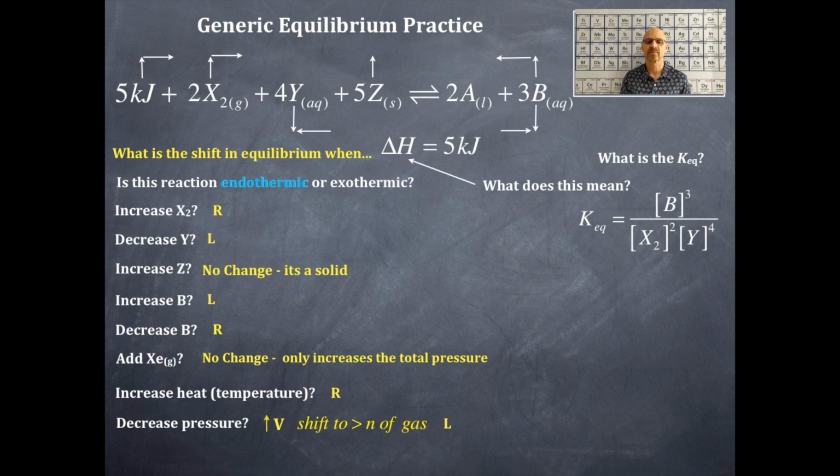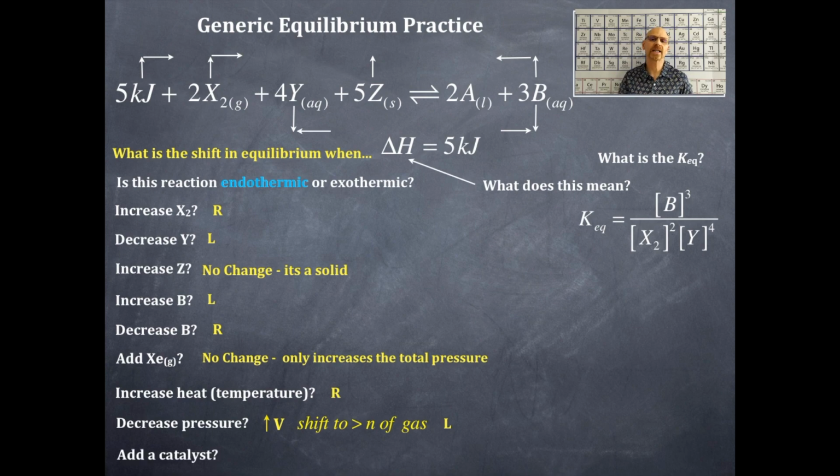Okay, you should also observe this with the heat term in the 5 kilojoules. The 5 kilojoules is increasing like the X2 is increasing, and they're both shifting to the right. Now this is assuming that none of these things that I'm talking about are solids or liquids, because those, just like the Z, don't have a shift. It doesn't change. It doesn't shift the equilibrium. Make sure you note that. Those arrows are very important in showing which direction the equilibrium will shift.